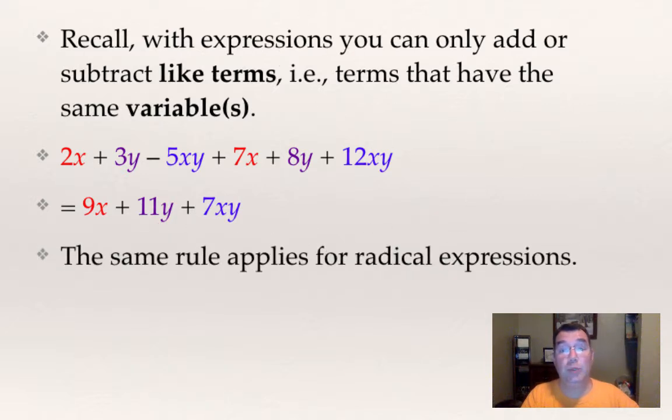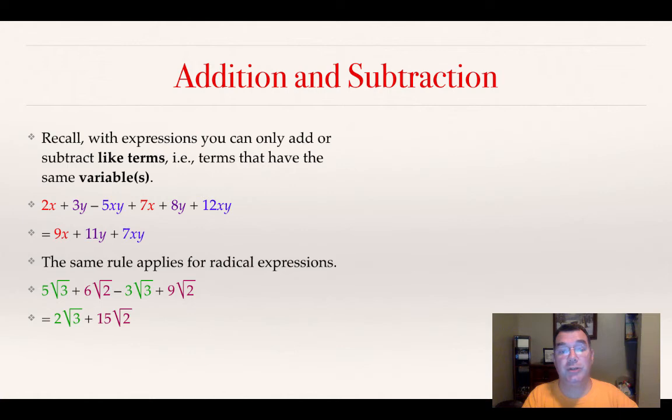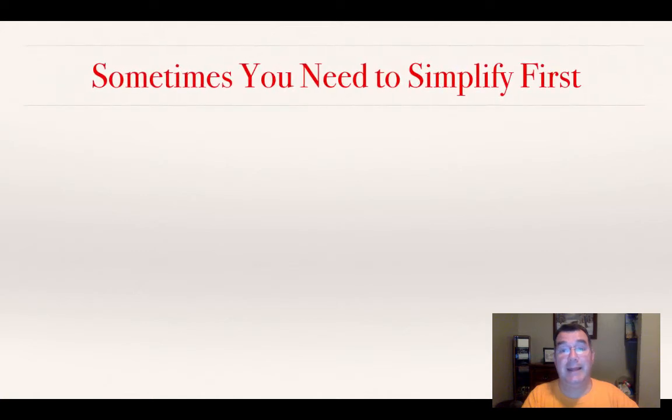Okay, and so the same rule is going to apply for the radical expressions. Whatever is inside of a square root is going to be treated the same way that a variable would be treated. So if I have 5 root 3 plus 6 root 2 minus 3 root 3 plus 9 root 2, only the things that have root 3 can be simplified together, and only the things that have root 2 can be simplified together, but I can't simplify them any further than that. So the 5 root 3 and the minus 3 root 3, which are both in green, simplify to give 2 root 3, and the 6 root 2 and the 9 root 2, both of which are in purple, simplify to give 15 root 2. Okay, and I can't simplify that any further than that.